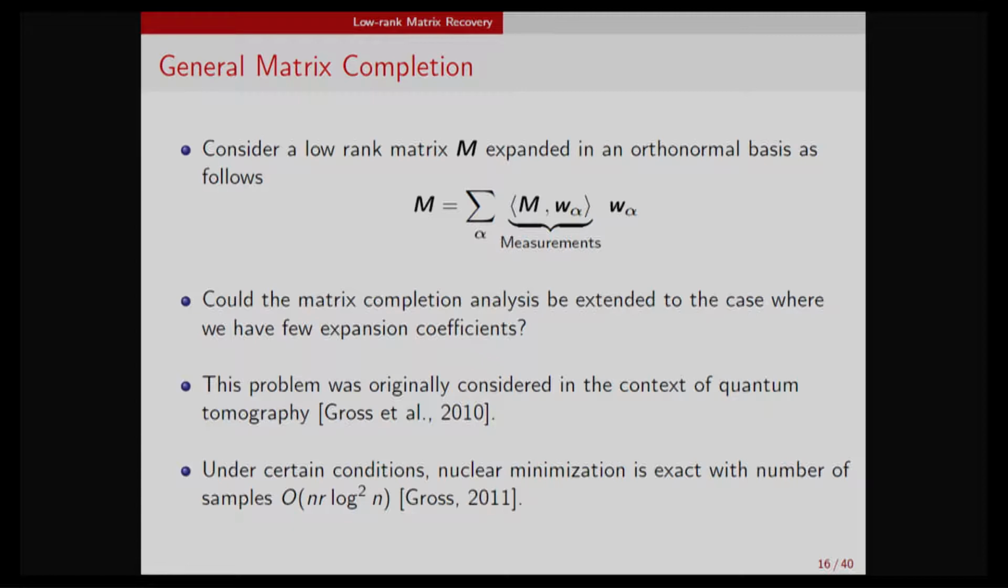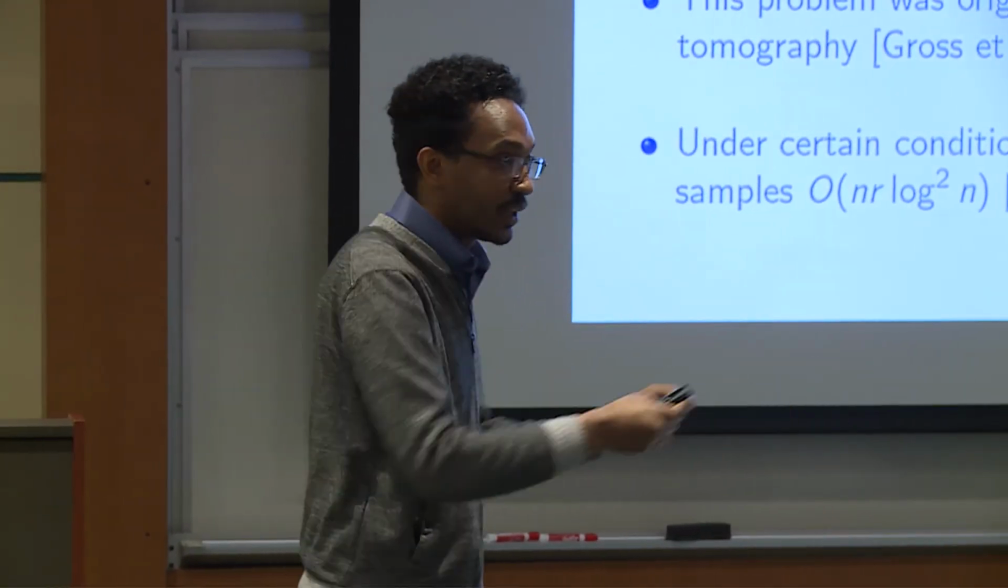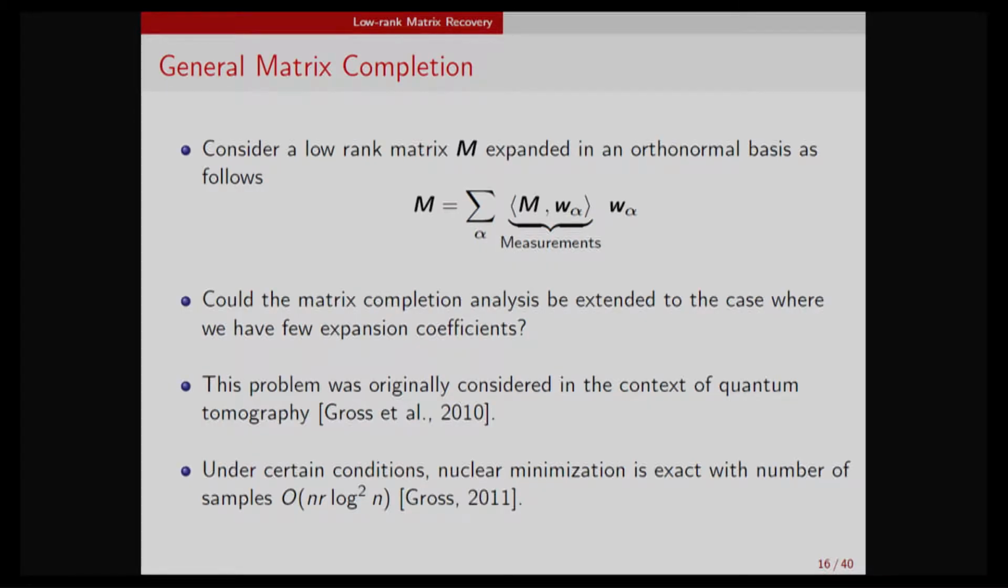If I'm expanding in an orthonormal basis, I could think of my measurements as being basically these expansion coefficients. So the sampling doesn't have to be just entry-wise. I could be sampling with respect to some orthonormal basis. Okay? That's precisely what was done by David Gross in 2010, where he basically generalized this low-rank matrix completion, where you are sampling with respect to entry. Now you are sampling with respect to some operator basis. And he basically showed that in that setup, you can basically get the same guarantee as the standard matrix completion problem. Okay.